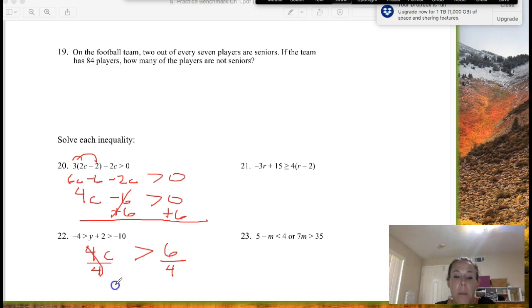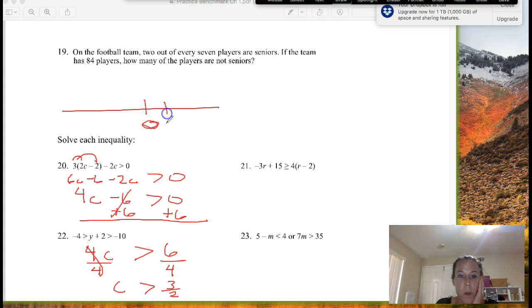So I'm going to come up with c is greater than 6 over 4, which can be reduced to 3/2 or 1.5. And that will be your solution. If you'd like to graph it, it might look something like this. 0, sorry, that's a 0. 1, 2, 3. This is about, our 3/2 is 1.5, so right about here. It's a greater than, not greater than or equal to, so I do an open circle at 1.5, and c is greater than, so it would go this way. That's what the graph would look like.